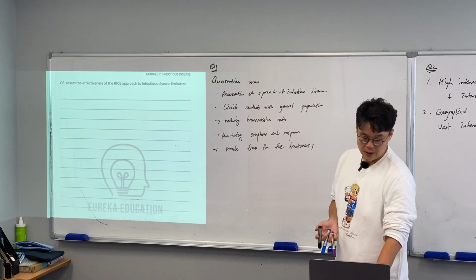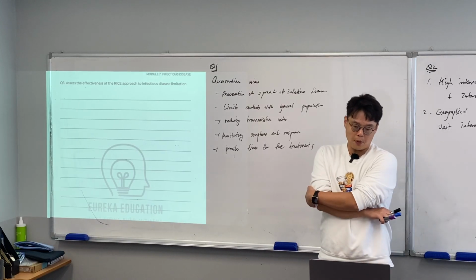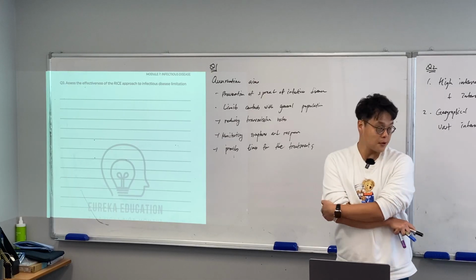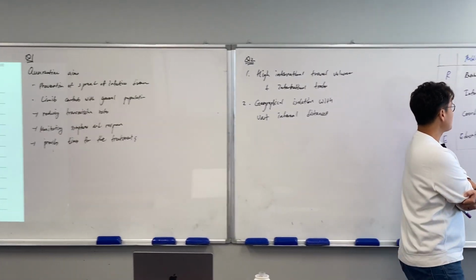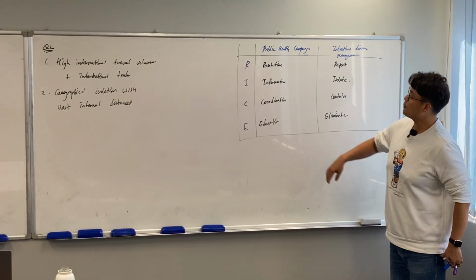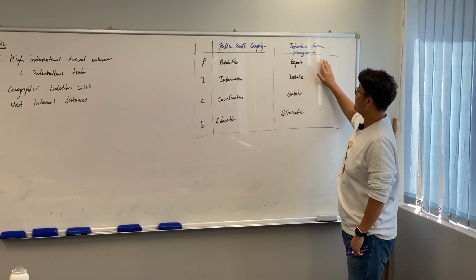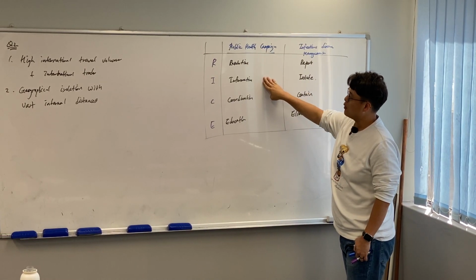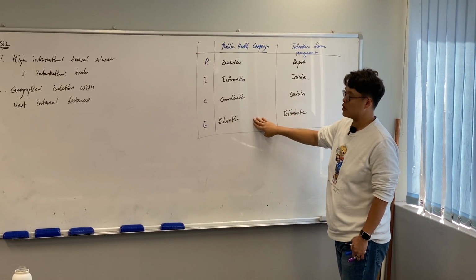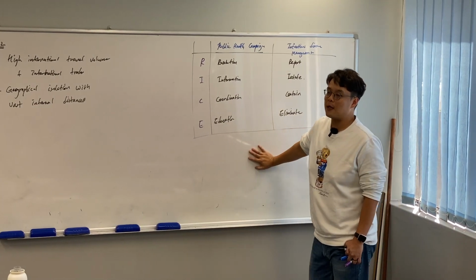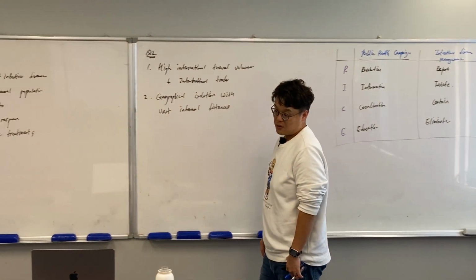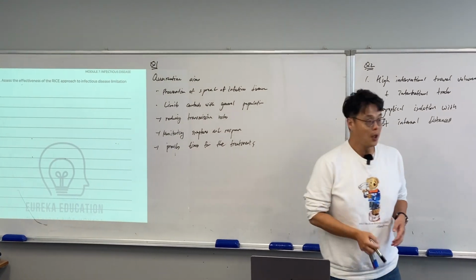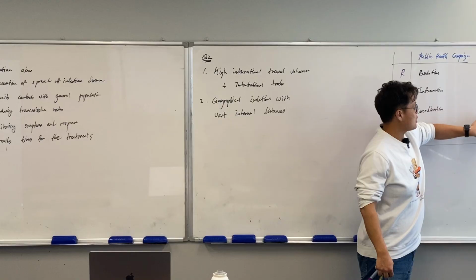3. Assess the effectiveness of the RISE approach to infectious disease limitations. The RISE approach, as I told you before, has two types, one for public health campaigns and another for infectious disease management. RISE: resolutions, I, information, C, coordination, education. So do you think the public health campaign in Australia was effective? I would say so, yes, it was controlling pretty well, using report, isolate, contain, and eliminate.